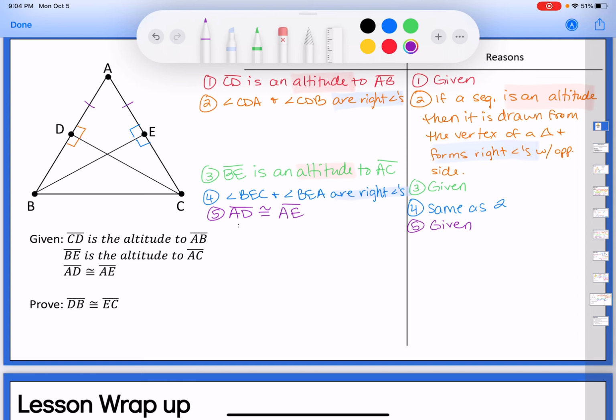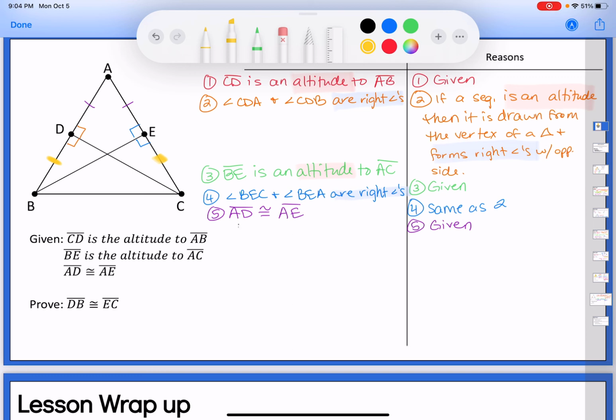And I'm going to try and prove that segment DB is congruent to segment EC. Okay, so I'm trying to prove DB is congruent to EC. Okay, how am I going to do that? Let's see. Well, what I see here, and this is a little bit tricky, so I'm wondering if you'll be able to see the same thing.